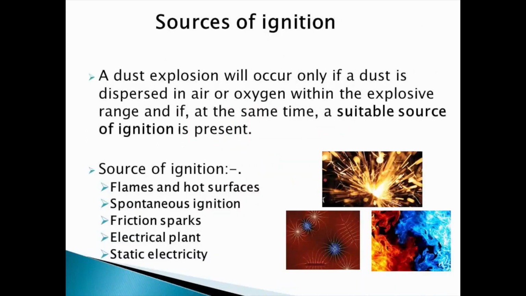Source of ignition. A dust explosion will occur only if the dust is dispersed in air or oxygen within the explosive range, and if a suitable source of ignition is present at the same time. Ignition sources are varied and widely available in industry. The sources may come from flames and hot surfaces, spontaneous ignition, friction sparks, electrical plant and static electricity.